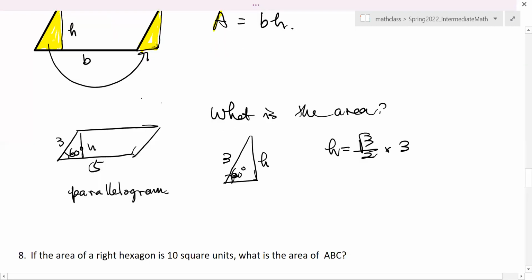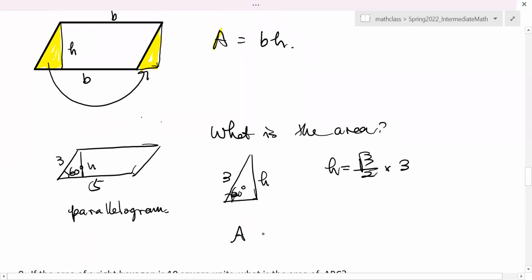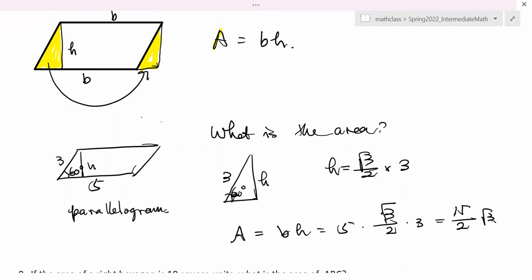Once you get that, the area is going to be the base times H. B is 5, H is square root 3 over 2 times 3. Now let's simplify this: 15 over 2 times square root 3. So that is the area of the parallelogram. The key point is to find the H. Okay, good.